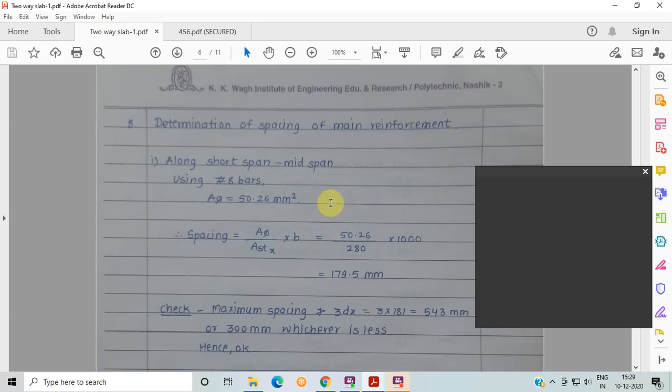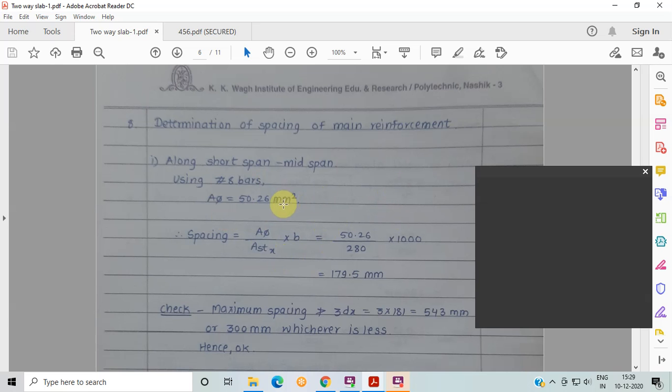Now let's discuss the diagram. This is the cross section. In this cross section, alternate bars are bent up, and along both directions about 170 mm center to center spacing is provided. The bars provided at the bottom, that is the short span bar, are bent up at distance L by 7. If it is a long span or short span bar, L by 7 is to be considered, since the edge is discontinuous.